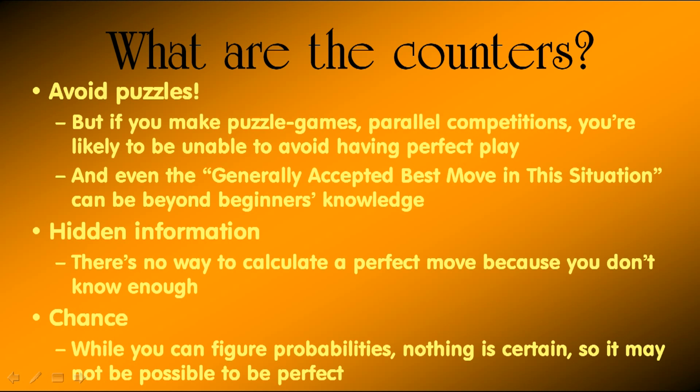Another way to avoid analysis paralysis is hidden information. If there's no way to calculate a perfect move because you don't know enough, then many people will stop trying to calculate a perfect move. Some people will just go into a funk, yes. But nothing is perfect.